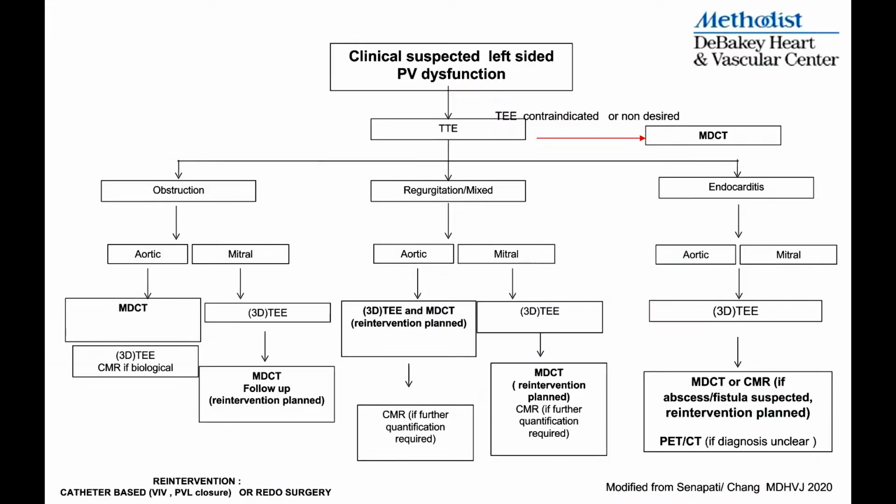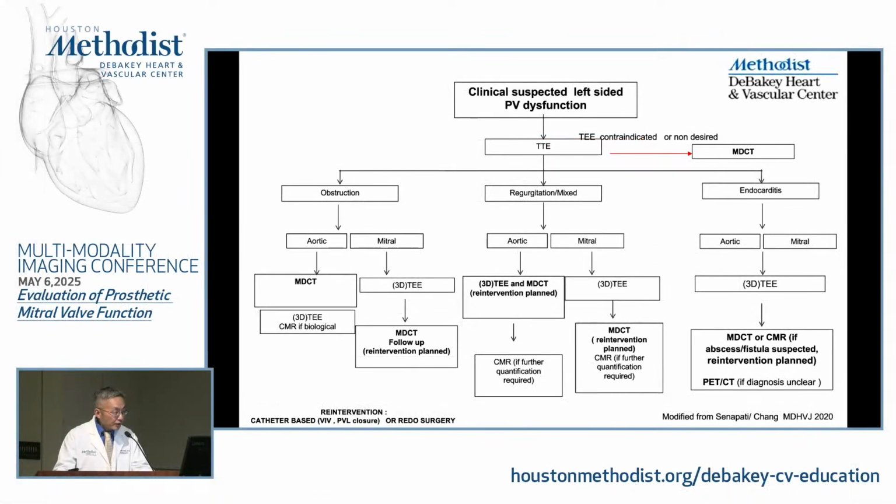Anyway. Okay, so I think these are the same slides that I showed last week. You have a patient who has suspected mitral valve dysfunction, transthoracic echo is the first, and I would say 95, 98, 99% of the time you go to a TEE afterward. And if you have a question about quantification, you do the MRI.